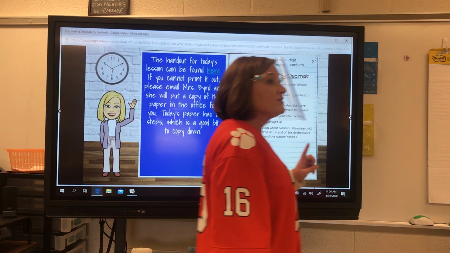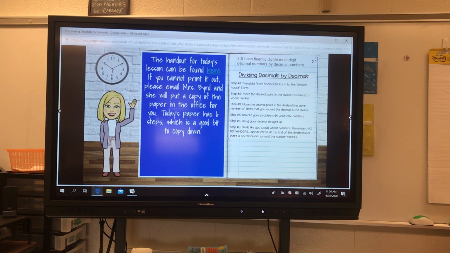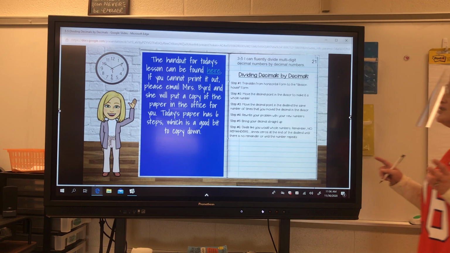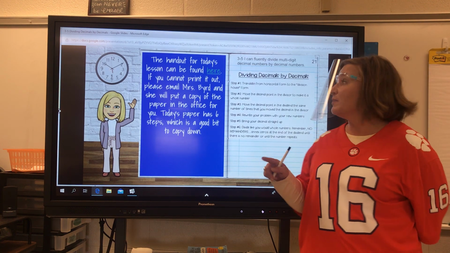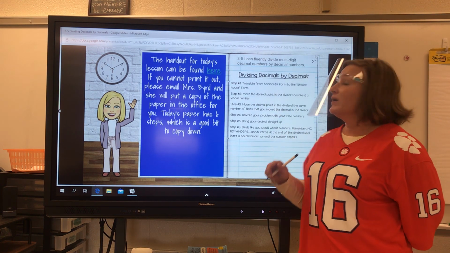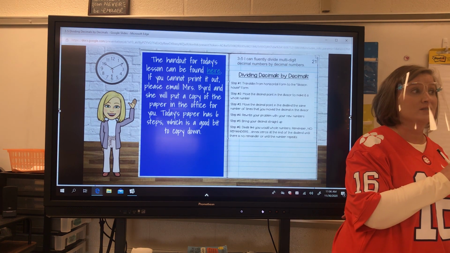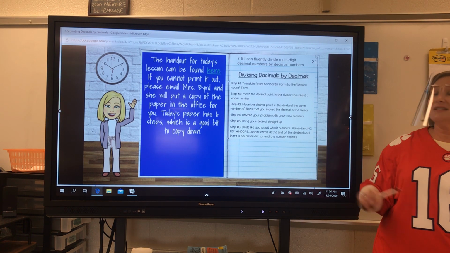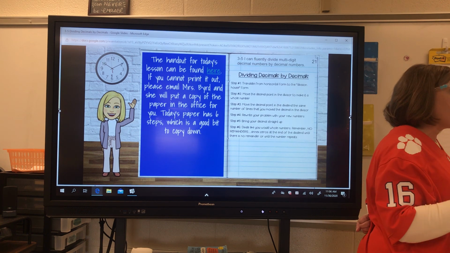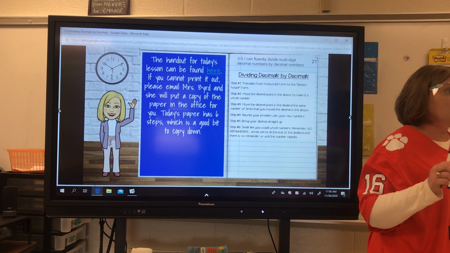So, step 1 tells us we have to translate from the horizontal form to the division house form. You know, with the box, okay? So you're changing it from horizontal to the box. Step 2: move the decimal point in the divisor to make it a whole number. And we're going to talk about why that works in just a second. Step 3 says, if you do it for the divisor, you must do it for the dividend.